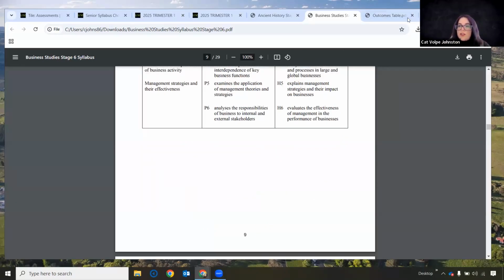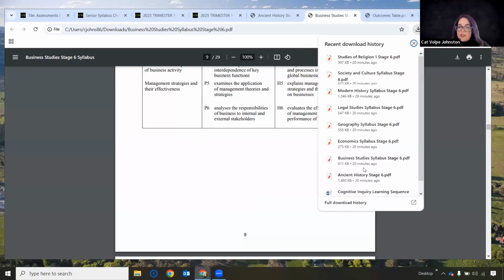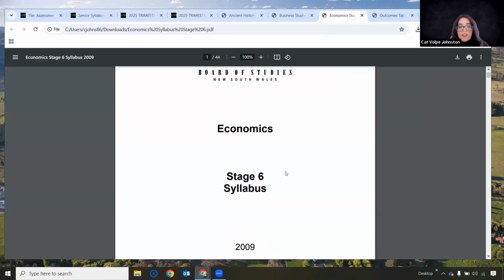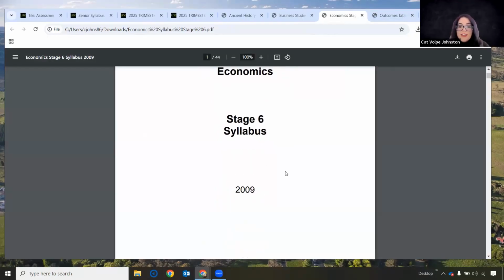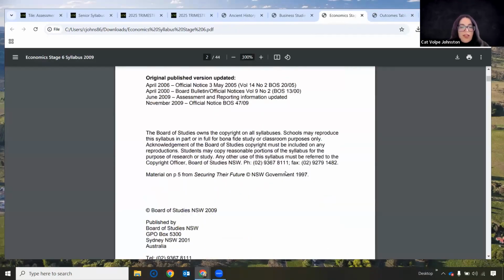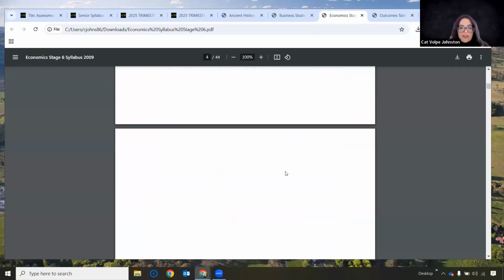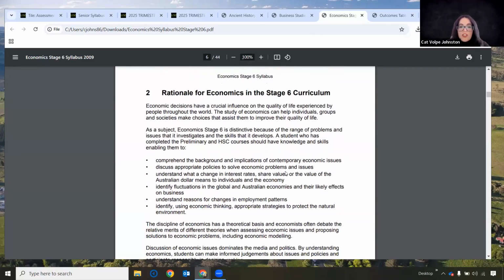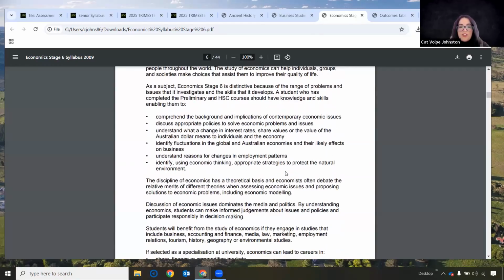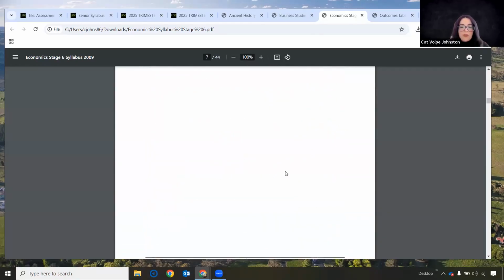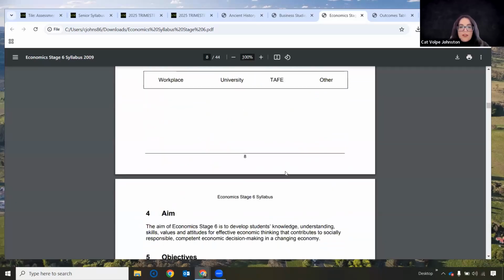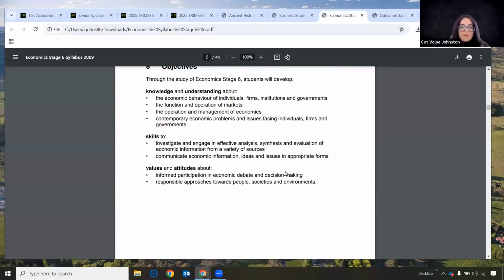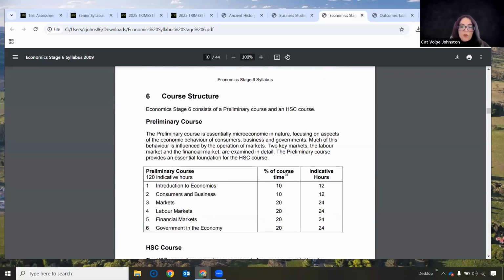All right, let's go on to the next syllabus, which is economics. All right, economics looks almost the same as business studies, 2009, and we'll be eager to see the new one for that. Same sort of format for the rationale for economics in the stage 6 curriculum. Have a read through that. The aim and objectives, and the course structure.